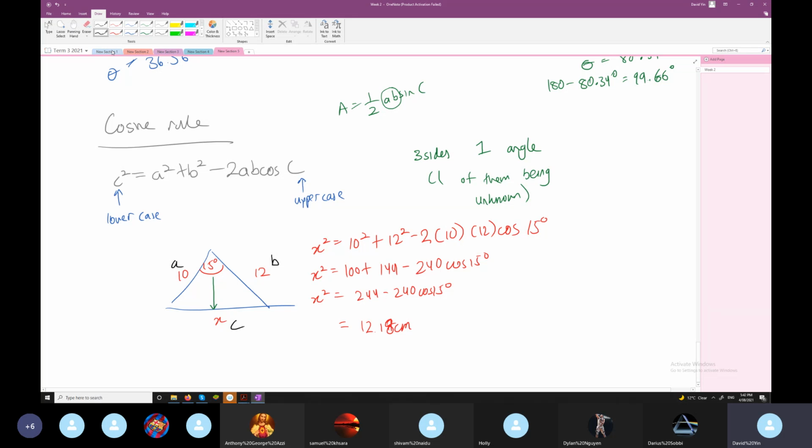So the most important thing here is that this C should always be the unknown side, right? This C should always be the side that you're trying to find. And the A and the B, it doesn't matter if you call this one A and this one B, or this one B and this one A, as long as A and B are the two sides that make the angle. So it's very, very important. These are the two sides that make the angle.